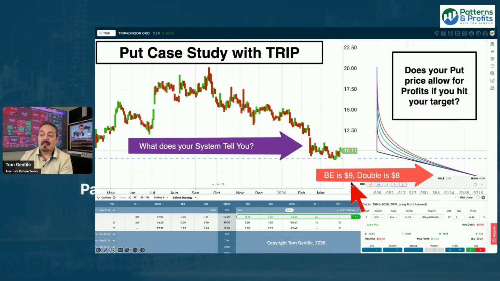So the break even on the TRIP case study is $9. If you pay $1 for that put, the double is going to be $8. The stock's got to get to $8 because then the put will be worth $2 in value. So the next thing I want to do is compare that. I already know I like it better to short stock, but do I like it better than maybe a put spread? I want you to kind of keep some things in mind. You're talking about 90 cents to $1 to buy the put. But what if we could buy a put spread that was very close as well?